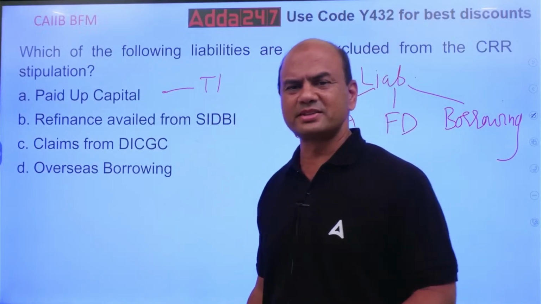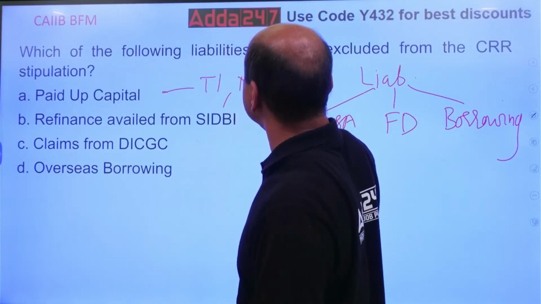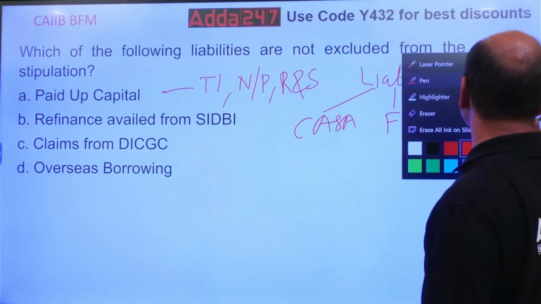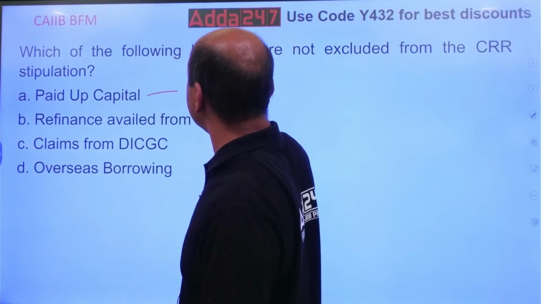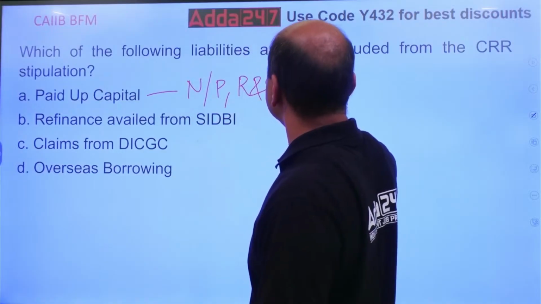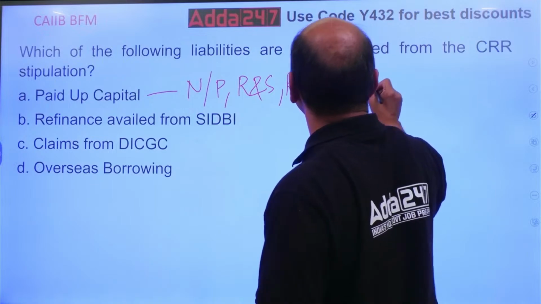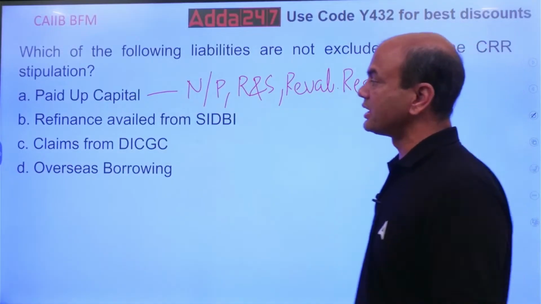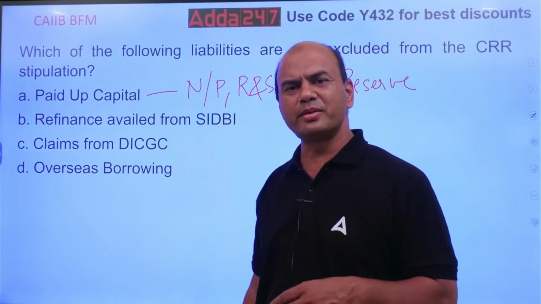So coming back to this point, paid up capital, tier 1 capital. Similarly, reserves and surplus. Here there are 2-3 parts: net profit, reserves and surplus, R&S, revaluation reserves. Let me remove all these. See this: net profit, reserves and surplus, revaluation reserves. These are a part of your tier 1 capital. So these are not included in your CRR calculations. Similarly, refinance from SIDBI. Is this your business? Getting refinance from SIDBI is your business? No.